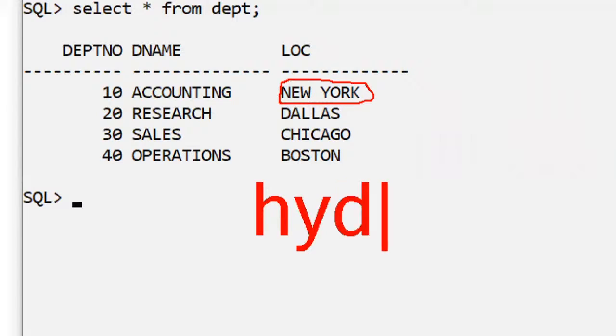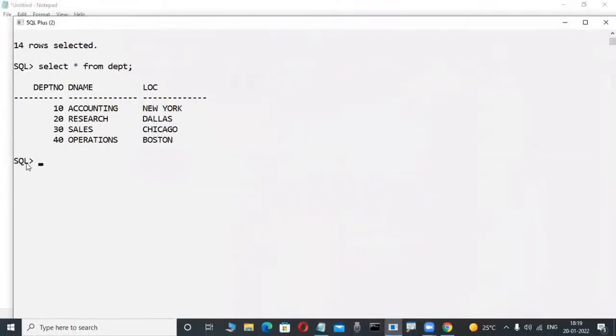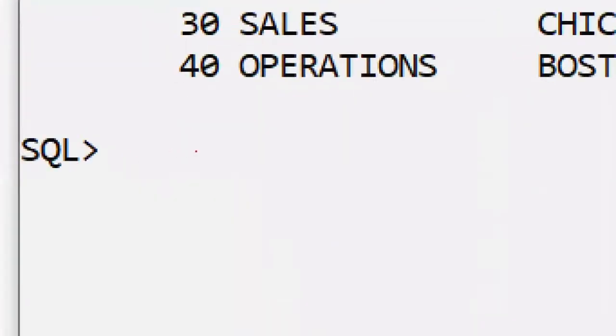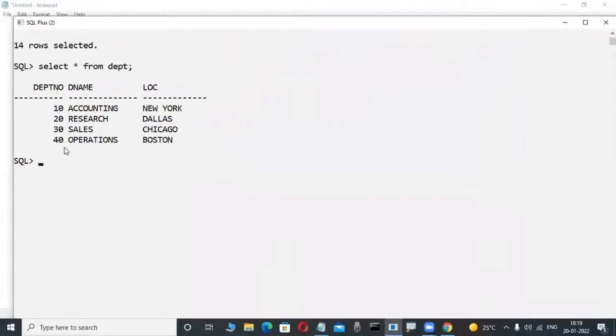Suppose I want to change this New York location into Hyderabad as the location in this relational database. How can I do it? Just at the SQL prompt, using the SQL language. SQL is a very easy language. How? I will tell you. In SQL, you are typing some commands.